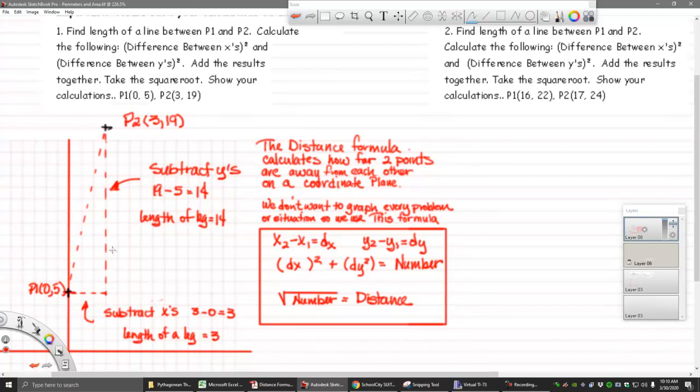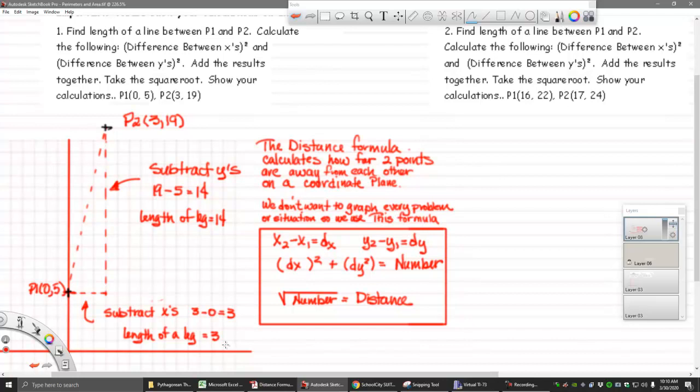is 14. Counting the squares, this side is 14, and then this side is 1, 2, 3. That tells us that we can take 3 squared plus 14 squared as our legs, right? 14 and 3, and we can square those two together and end up finding the hypotenuse right here.